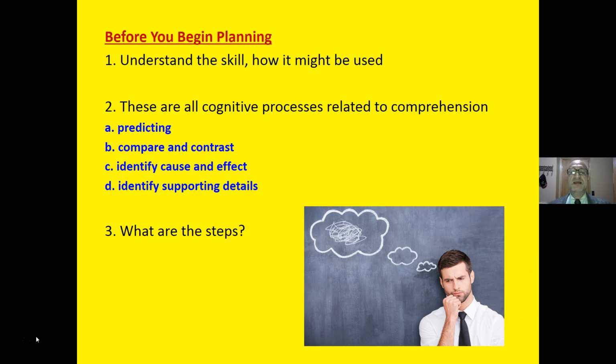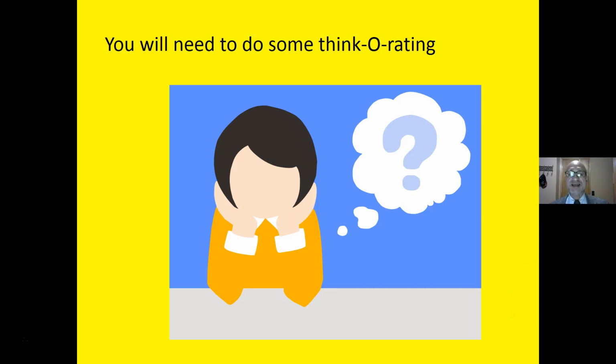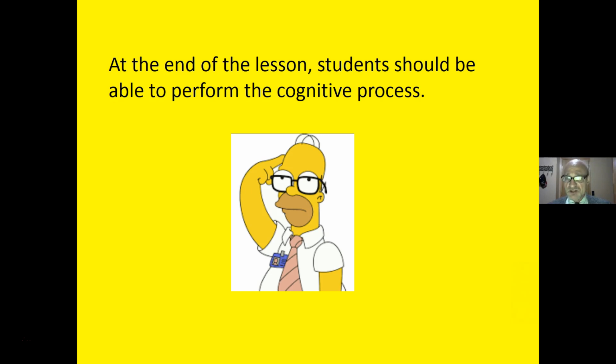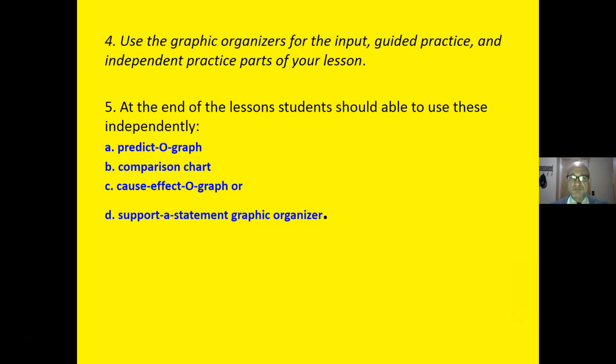But before you begin planning, make sure you understand the skill, how it might be used. In this lesson, these are all cognitive processes related to comprehension. Understand from the reading or other video lectures exactly what these study skill strategies are, how to use them, what are the steps. You'll need to do some think-aloud here. At the end of the lesson, students should be able to perform the cognitive process. All right, we teach the process to develop the skill.